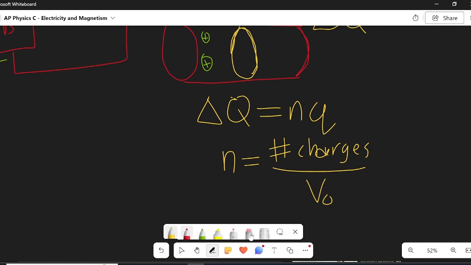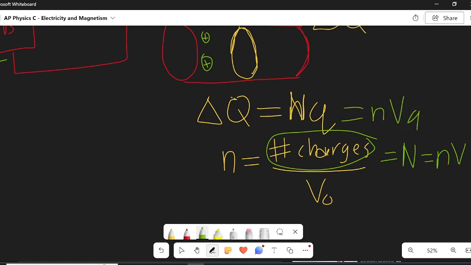Just so we don't confuse it with the potential, I'll put a small subscript there, like V0, right? So this essentially means that if we want to get to the number of charge carriers, which will be a capital N in this case, if we just want to isolate this top, capital N is also equal to n times V. So we can simplify this formula into the number of charges multiplied by the volume multiplied by the charge.